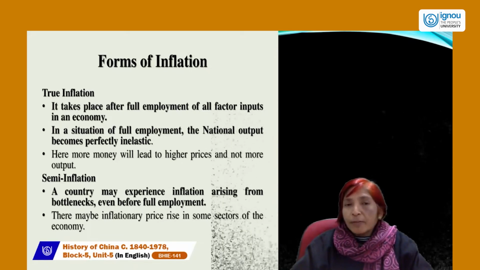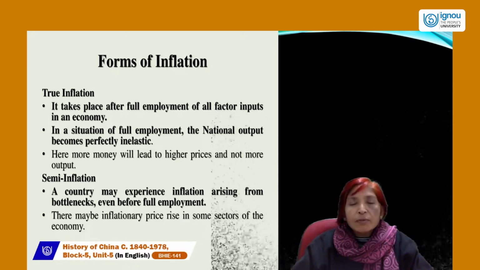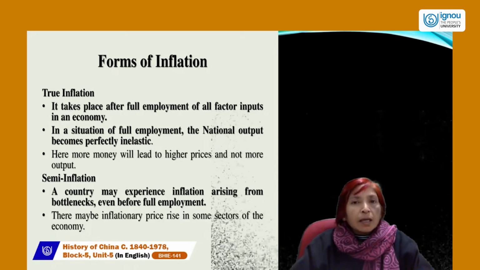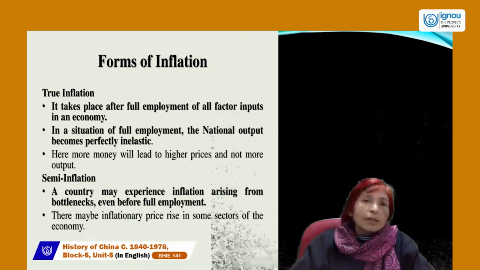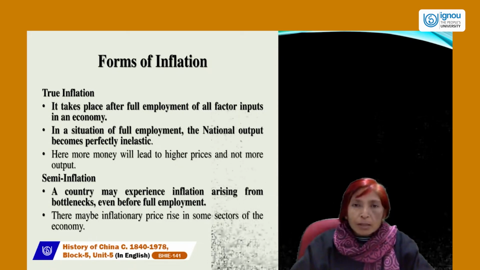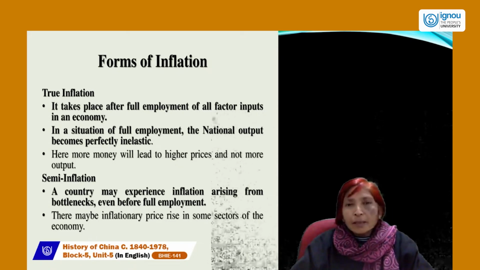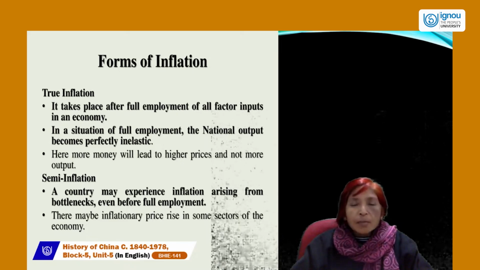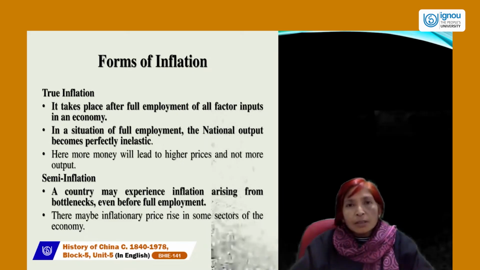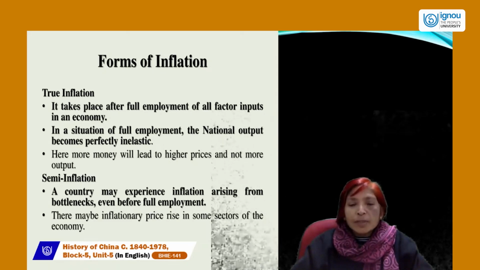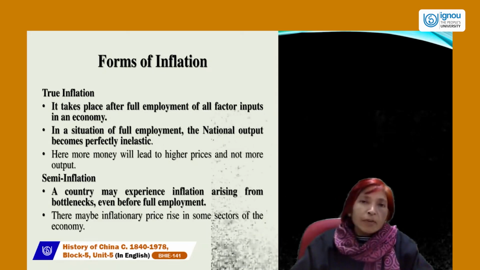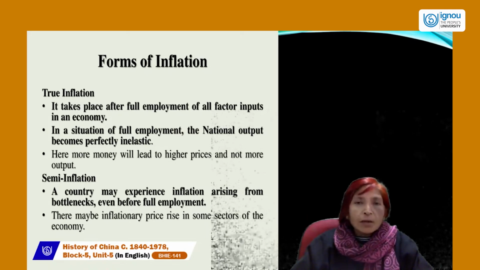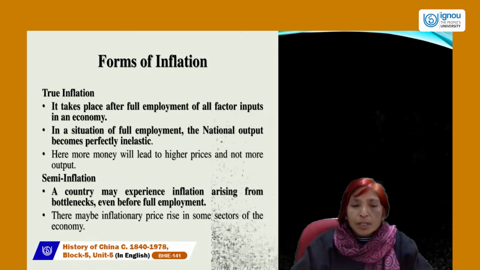The secondary sector is the manufacturing sector, which produces goods and services with the help of inputs or raw material. And the third sector is the service sector or tertiary sector. In this sector, all services like banking, insurance, communication, transportation are included. So when there is inflationary price rise in some sectors of the economy, that is called semi-inflation.